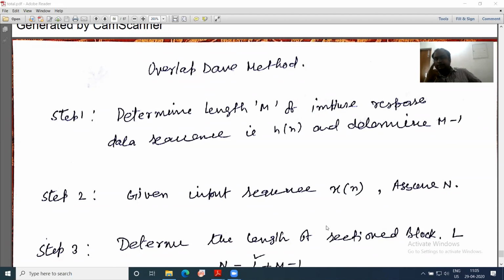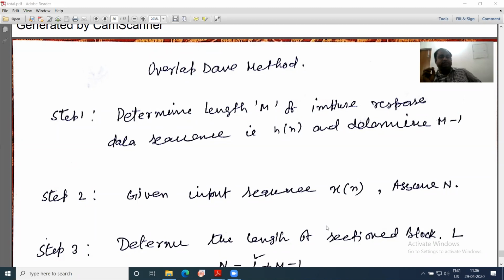See, what we have done in the previous overlap add method, the choice of block data is yours, because impulse response length is given, which means that length is fixed, it is predefined. Now your xn is given, from that you are identifying the blocks. Now that block length is up to you. You can take odd, you can take even.